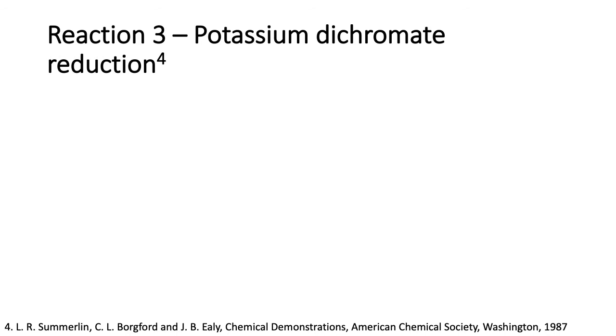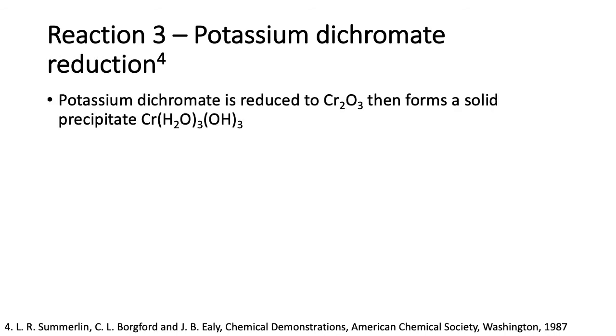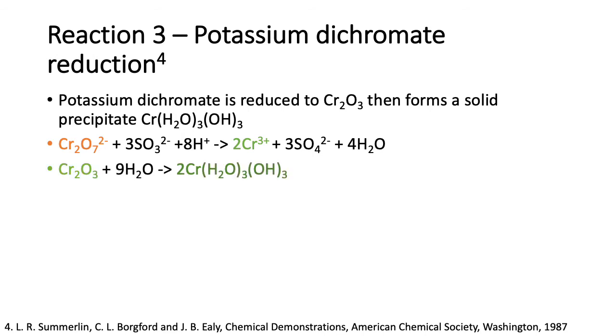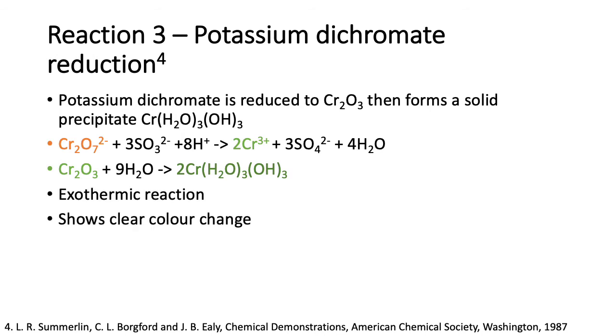The third reaction is potassium dichromate reduction. Potassium dichromate is reduced down to chromium oxide, and then it forms a precipitate. So it should go green, and then an even darker green. That's the first reaction, where it's reduced to chromium 3+, and then it reacts with water to form that even darker green color. It's an exothermic reaction, as long as it shows a clear color change.